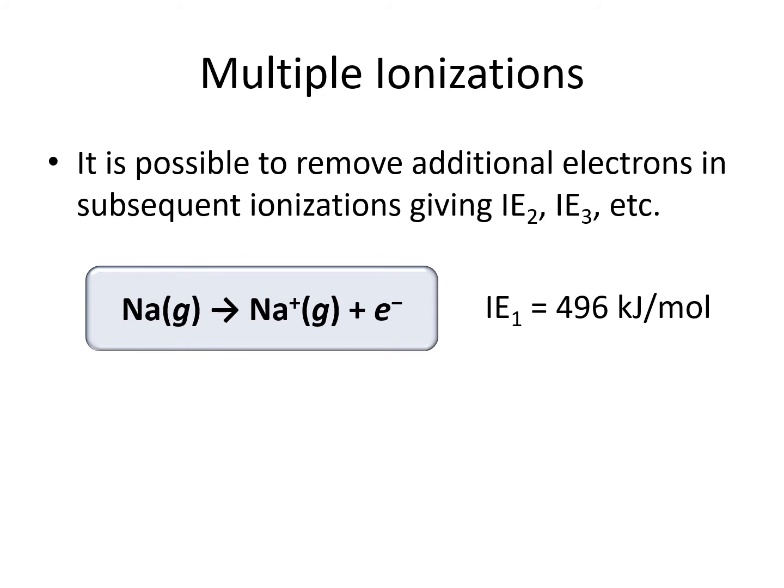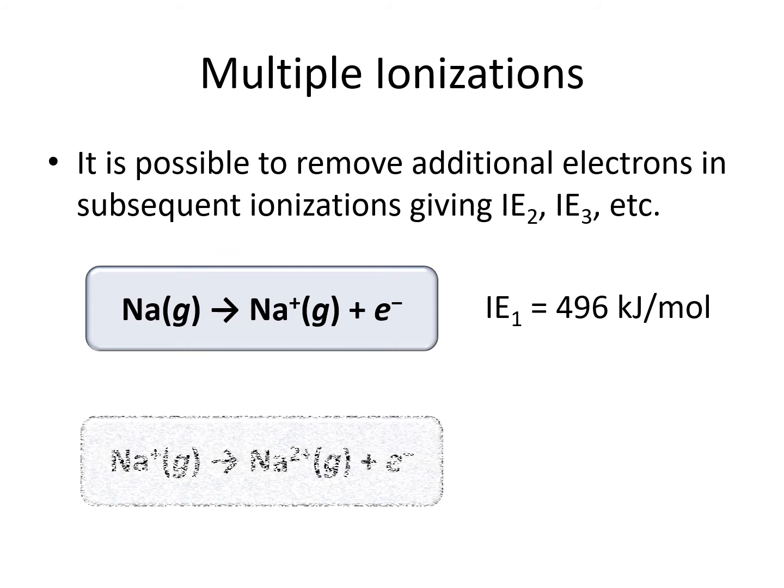Each ionization costs more energy than the one before it. For example, the IE1 for sodium is only 496 kilojoules per mole. The IE2, which turns the sodium plus 1 ion into the sodium plus 2 ion, costs 4,562 kilojoules per mole.